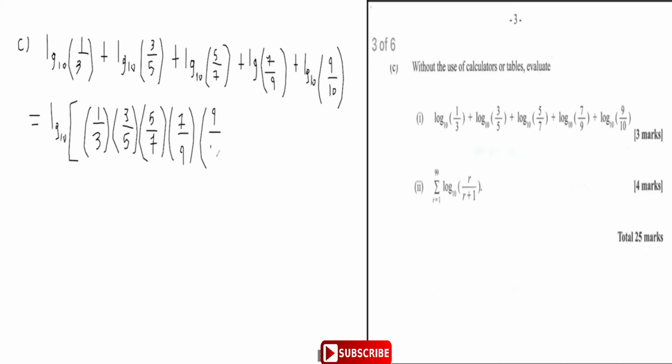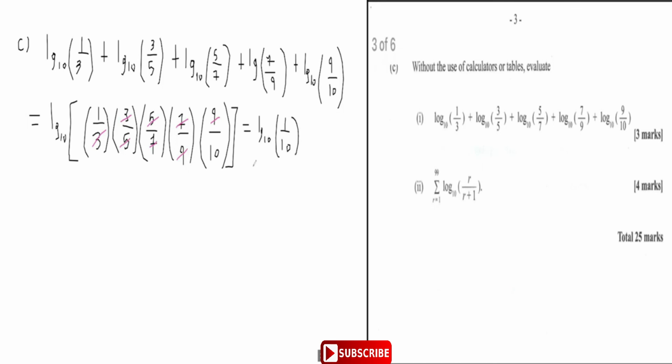Now, one thing I want you to realize is that anytime you're doing this type of multiplication, you notice that this 3 cancels this 3, this 5 cancels this 5, this 7 cancels this 7, this 9 cancels this 9. And so what we end up working with is the log to base 10 of 1 over 10. All right, log to base 10 of 1 over 10.